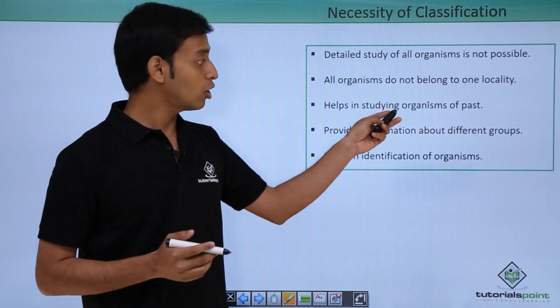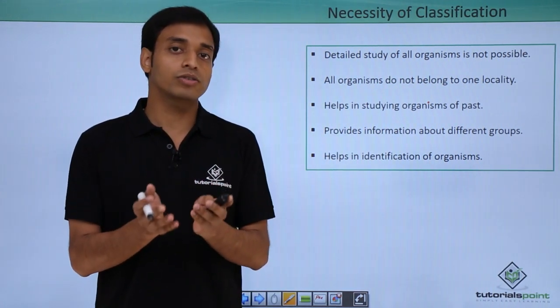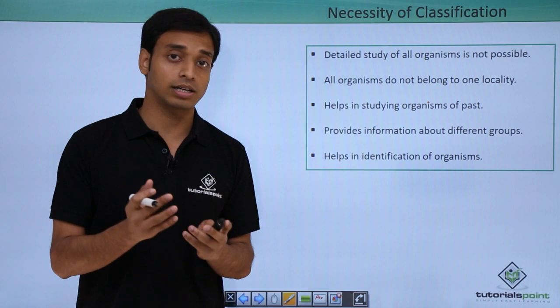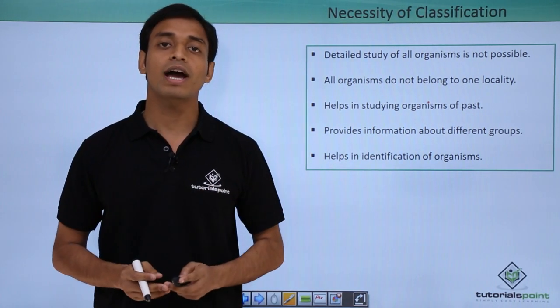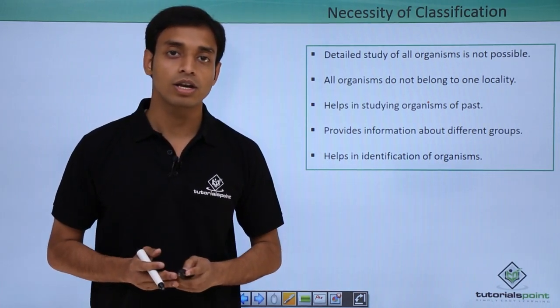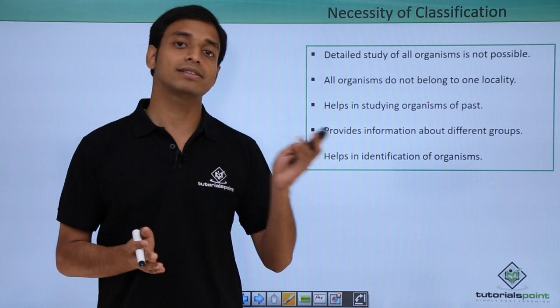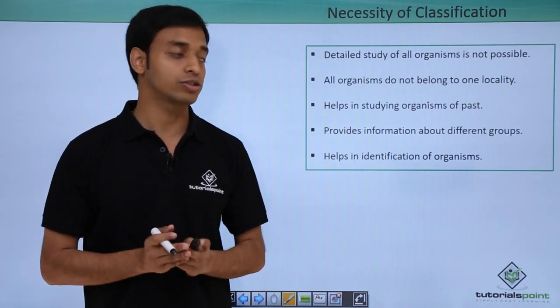Now, it helps in studying organisms of the past. Very important. That is, because of classification, we are able to get information about organisms which we haven't encountered or which we haven't seen. For example, dinosaurs. How do we know about dinosaurs? How do we know about our ancestors? It has been possible because of this process of classification.